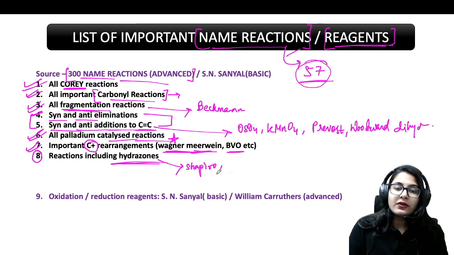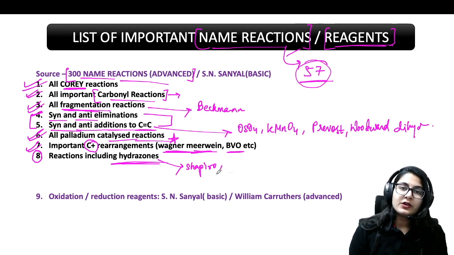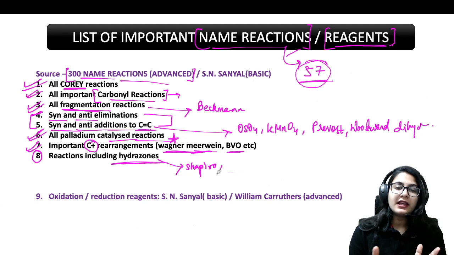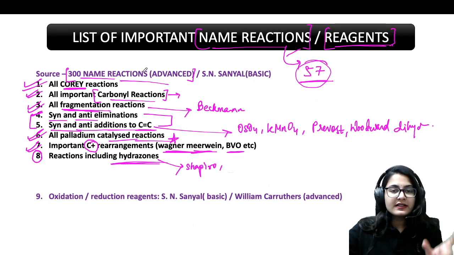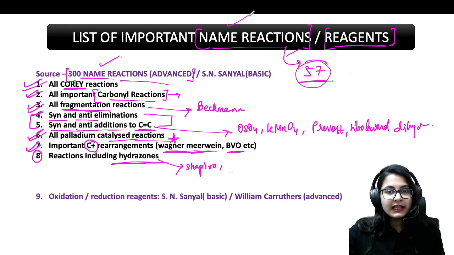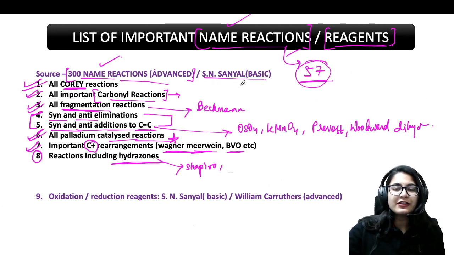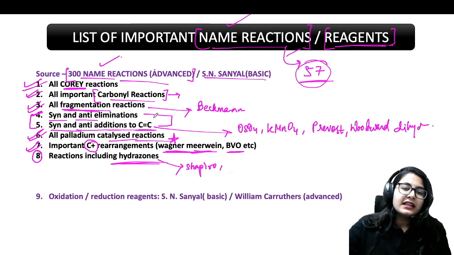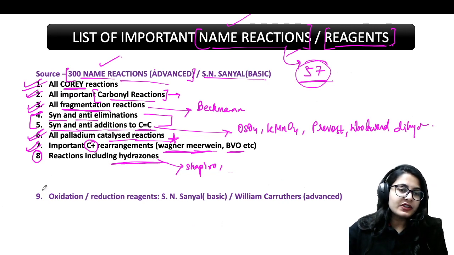Bamford reaction, Shapiro reaction, Wharton reaction, Eschenmoser fragmentation, right? Many, many examples of reactions including hydrazones. So just categorize your name reactions and decide what source you're going to study from: 300 name reactions, my playlist, or if you find it difficult, you can study from Essence Sanyal, but that's too basic.